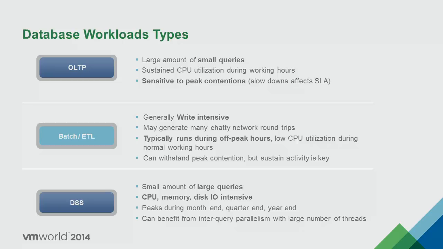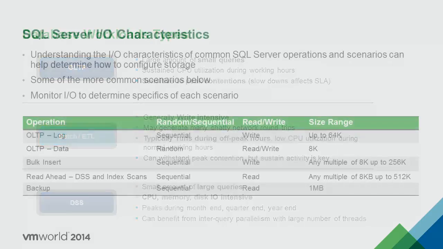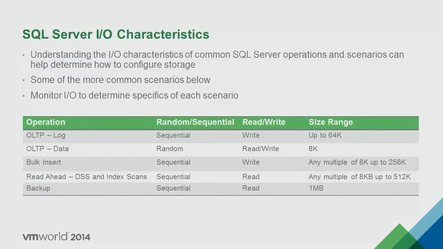So it's important to understand your workload type. Databases have different workload types, right? So we've got our OLTP batch or extract transact load, and then we've got our DSS or decision systems, right? Which the bottom one, that's your data warehouses, right? And they all have different I/O characteristics, I should say. We listed them out there, and here's another slide where we talk about the characteristics, kind of what they look like in a little more detail for you.